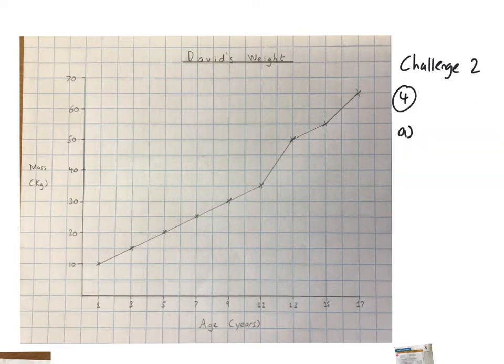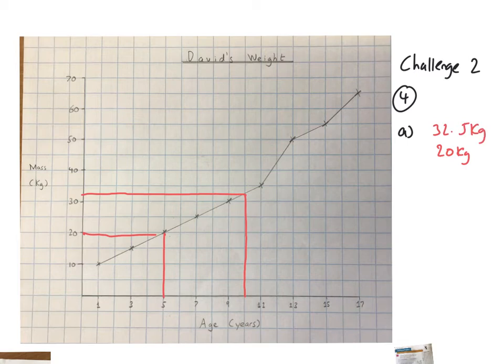So challenge 2, question 4a asks us, what was the difference in David's mass between the ages of 5 and 10 years? Well, looking at 5 years first of all, I can see that he was 20 kilograms. Looking at 10 years then, which is in between 9 and 11, and again I'm reading across carefully there because it's between two horizontal lines on my graph, I can see that he was 32.5, halfway in between 30 and 35, so 32.5 kilograms. So this time I'm going to do a little taking away sum.